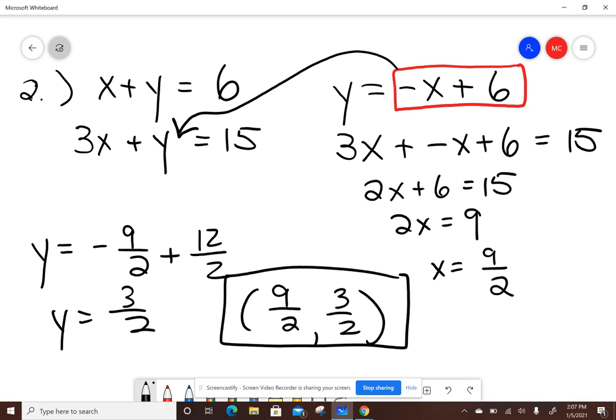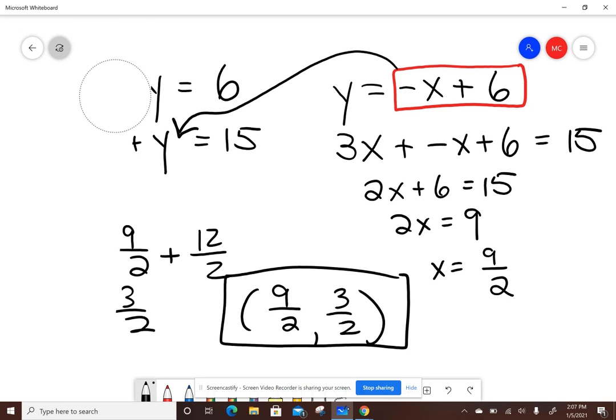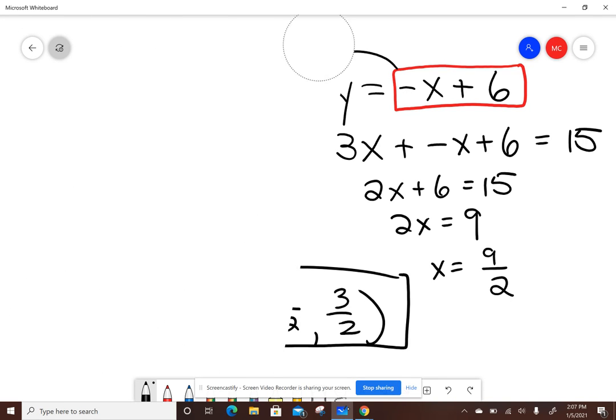Now 9 halves plus 3 halves is 12 halves, which is 6. 3 times 9 halves is 27 halves, plus 3 halves is 30 halves, and 30 halves is 15, so it works. Okay, so that is number 2.